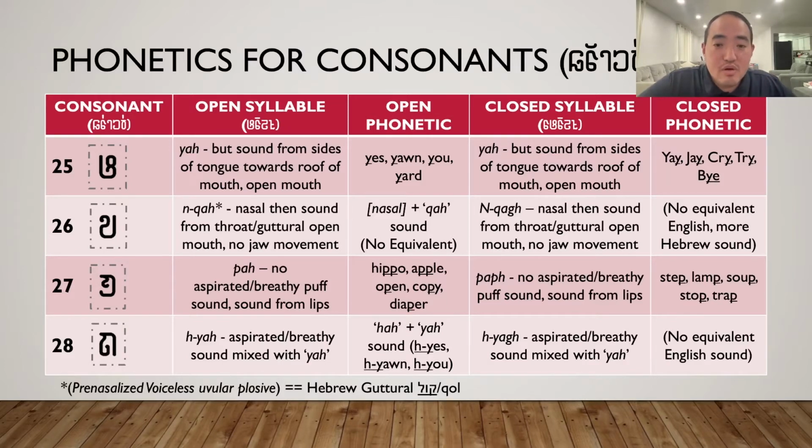With the closed syllable, it will be an aspirated breathy sound mixed with ya. So it'll be hyaj. Again, there's no English equivalent to this sound, so you just have to memorize how it's pronounced, okay? It would be hyaj, with more of a closing G sound. That's how you pronounce the consonant hya, hyaj. Now let's move on to the next one.